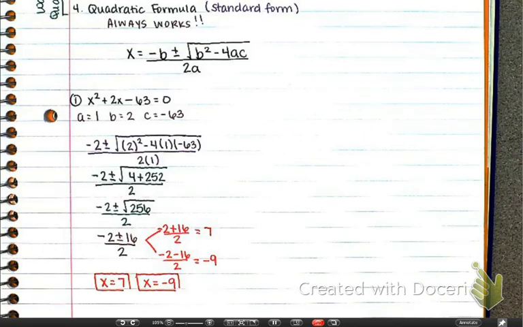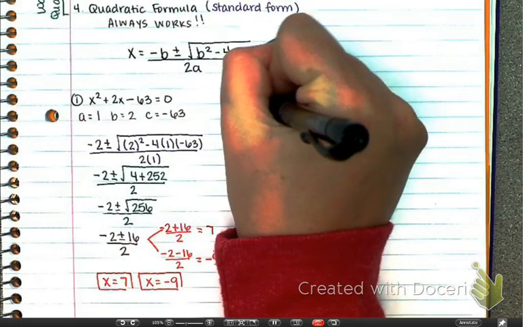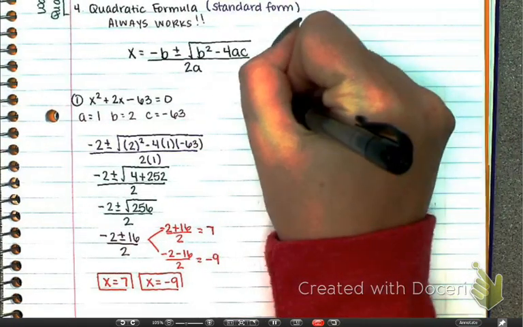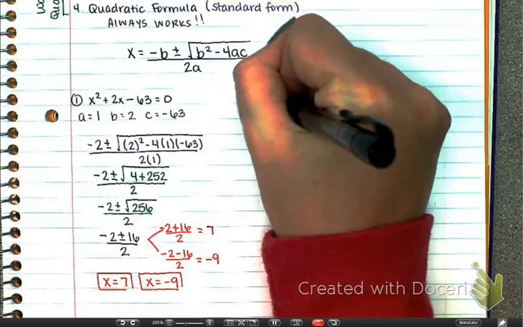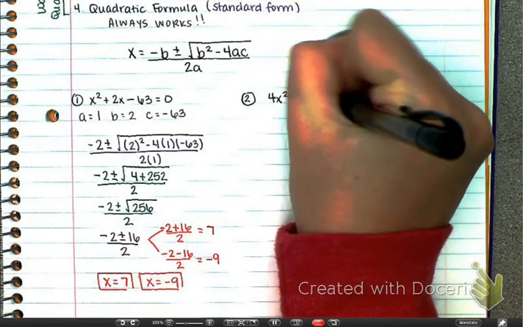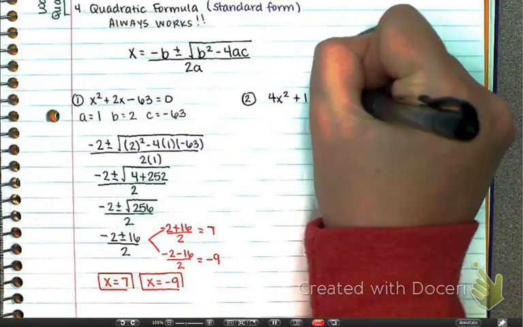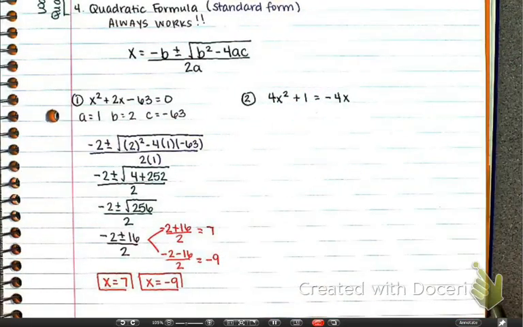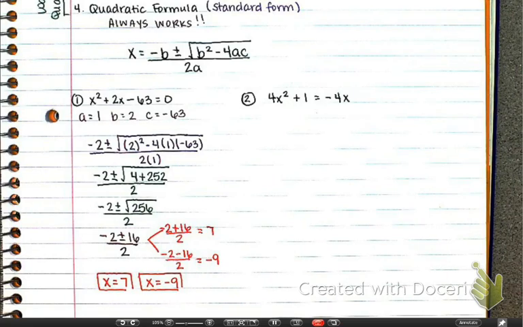Okay, let's look at how about 4x squared plus 1 equals negative 4x. So let's do one more together, and then why don't you guys try one on your own, okay? So one more together.